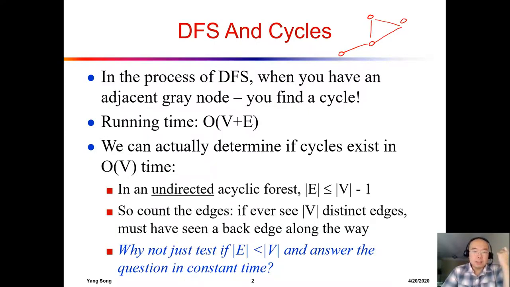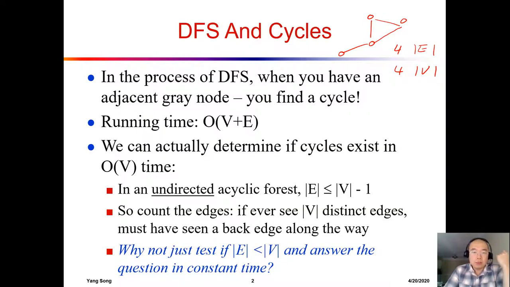determine whether we have circles in O(V) time. And the reason is, if we have an undirected acyclic forest, then the number of E should be smaller than the number of V minus 1. And if we have more than that, if our E is higher than that, then it is guaranteed we will have a circle. So in this case, if you see this one, we have 4 edges, right? And then we have 4 V. So in this case, we do have a circle.